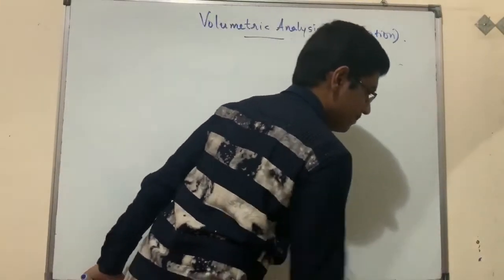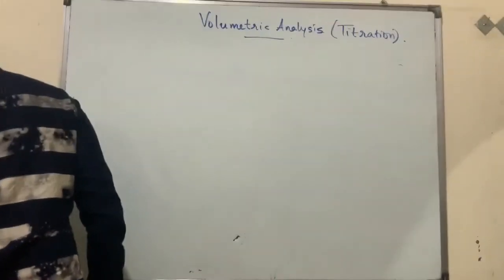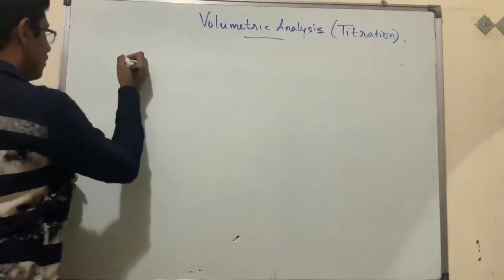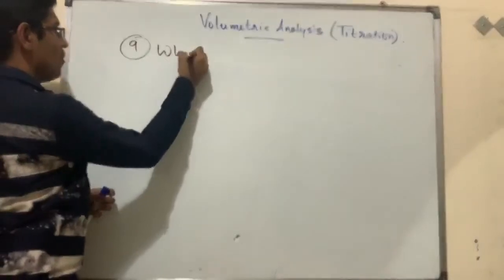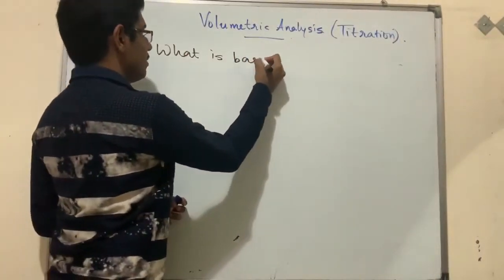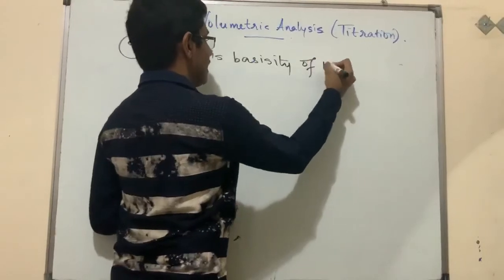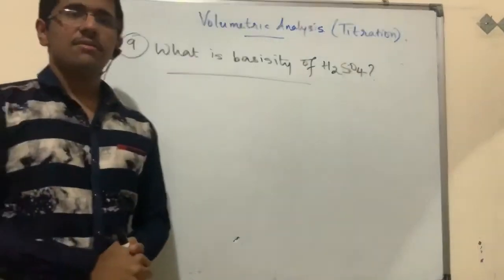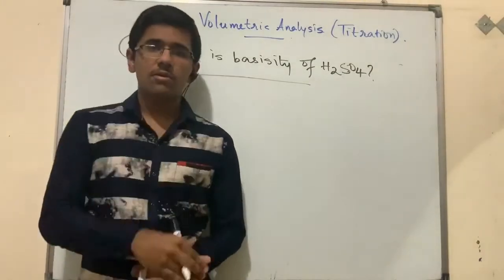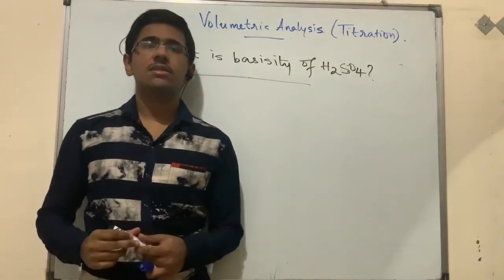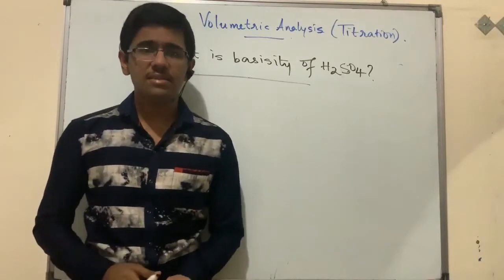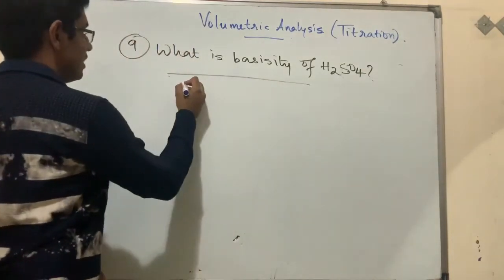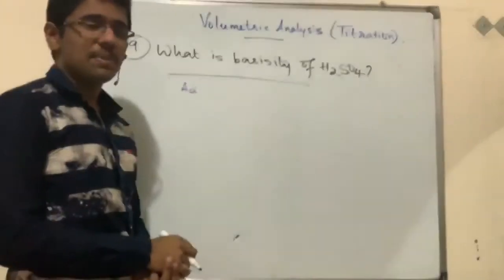Question number 9 is: what is the basicity of sulfuric acid? This is a question, and also define basicity. So how will you answer? Basicity means how much H plus ion can be produced from an acid. Not OH minus ion, H plus ion, okay?